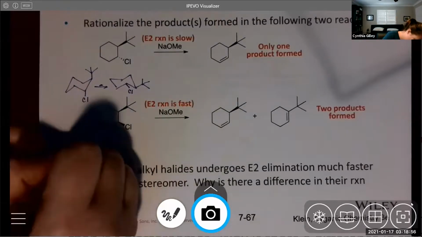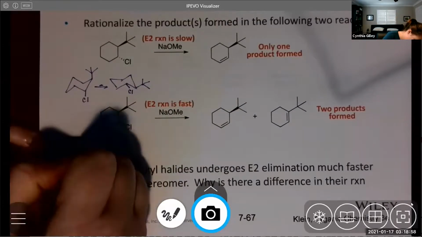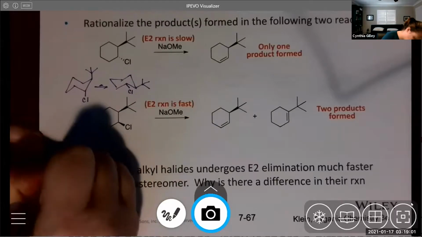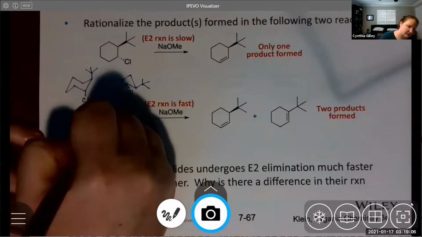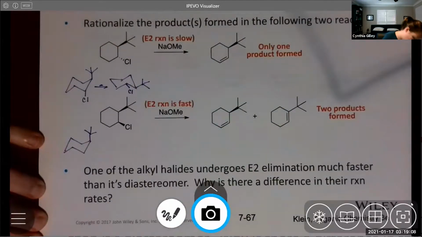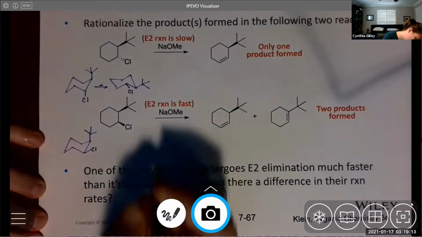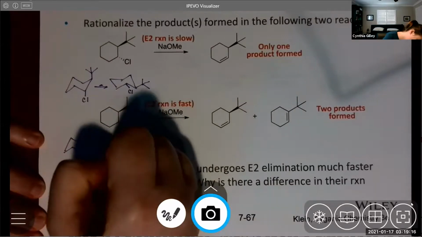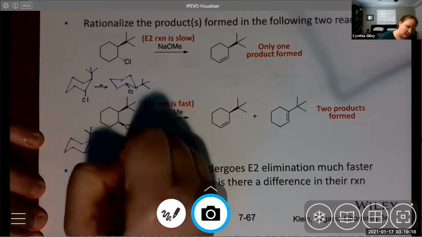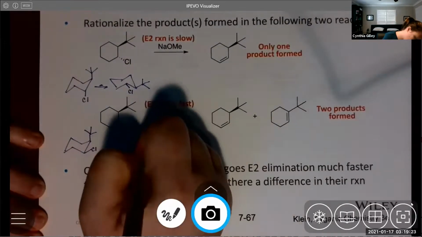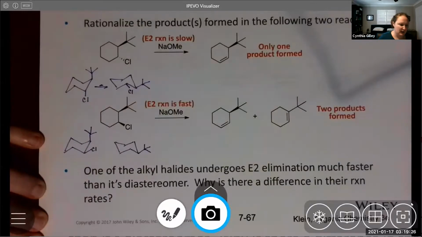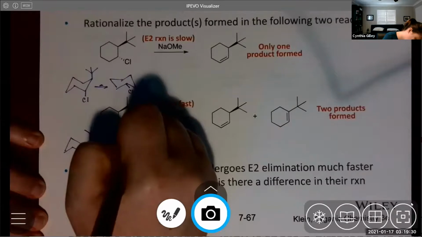We can draw out the two chair conformations, just like we did in the first case. So it'll be an up tert-butyl group, and now we have an up chlorine, and then the other chair conformation. So the tert-butyl is the same, up equatorial now, and then the chlorine will be up and axial here.